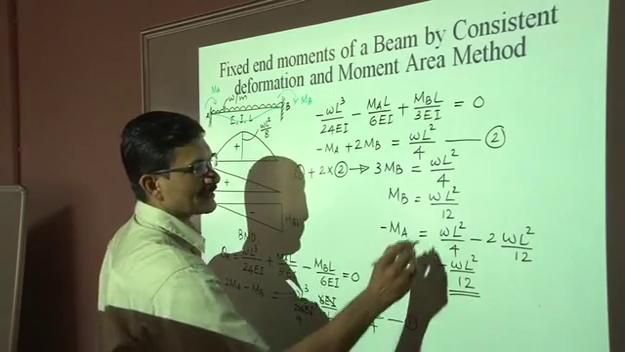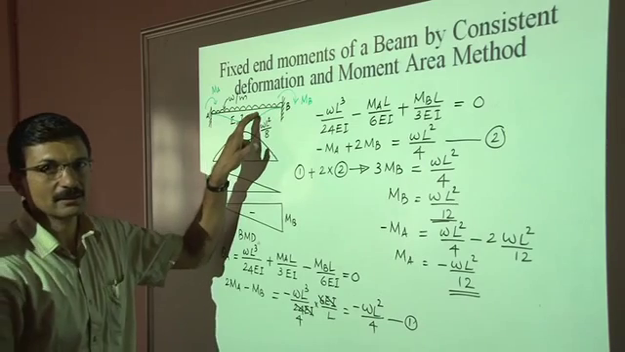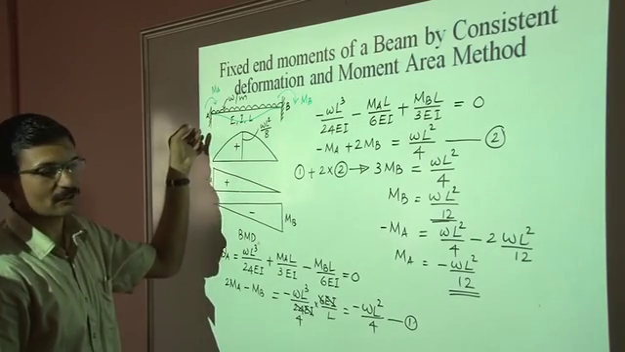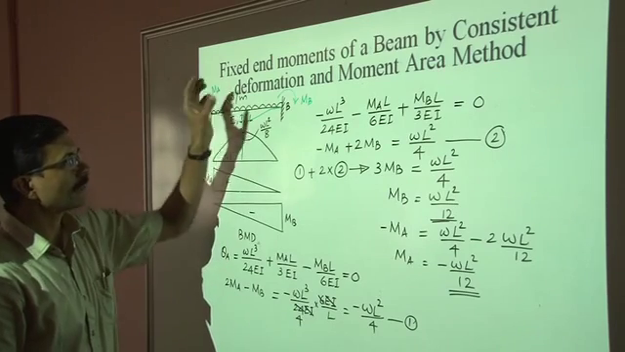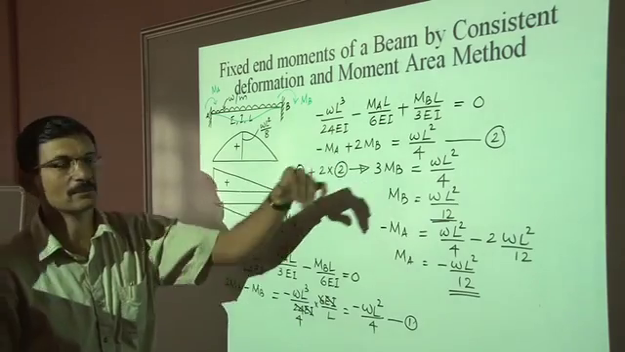So the fixed moment at the left end due to a UDL in a fixed beam would be anti-clockwise WL square by 12, and on the right side, right support, it is equal to clockwise WL square by 12.